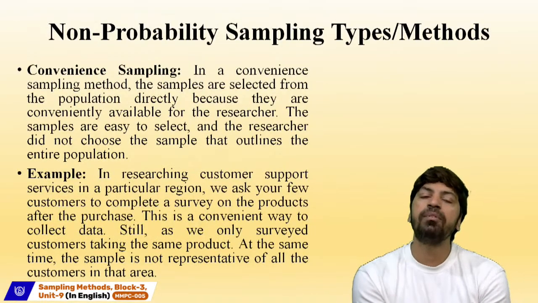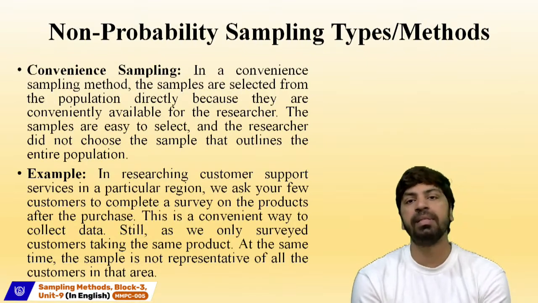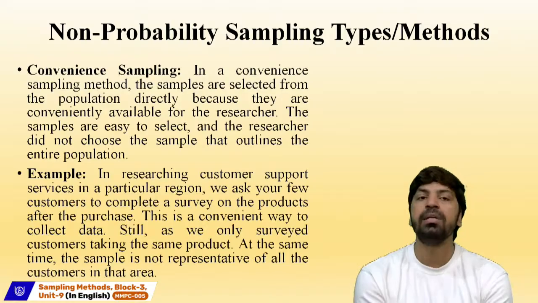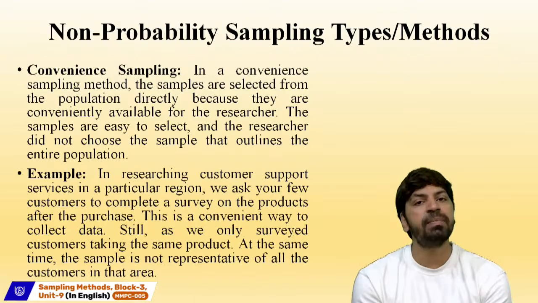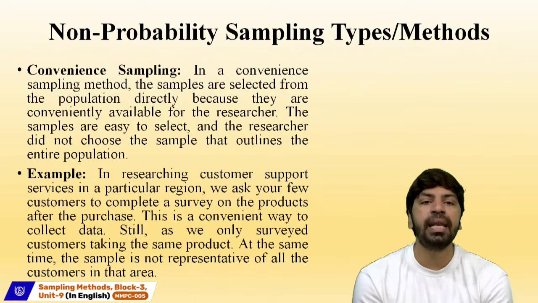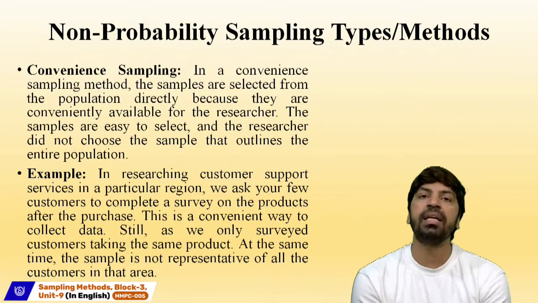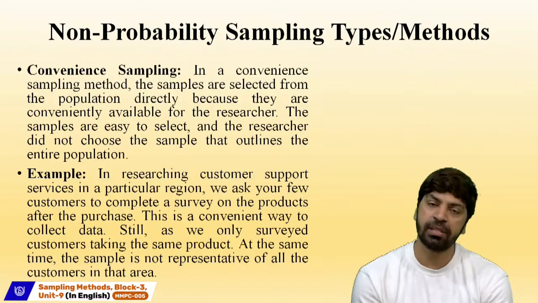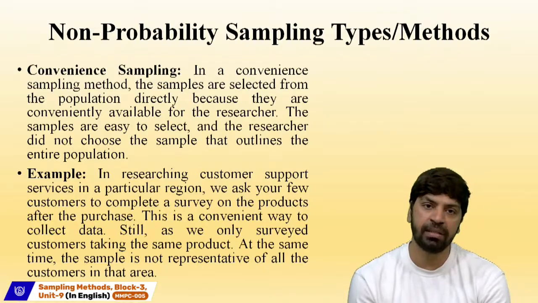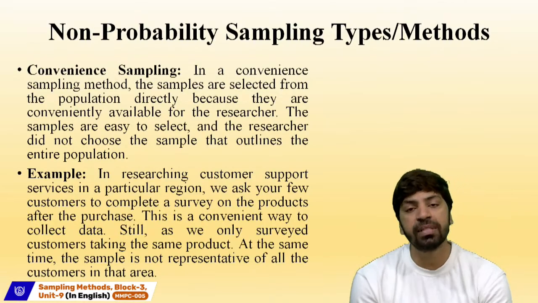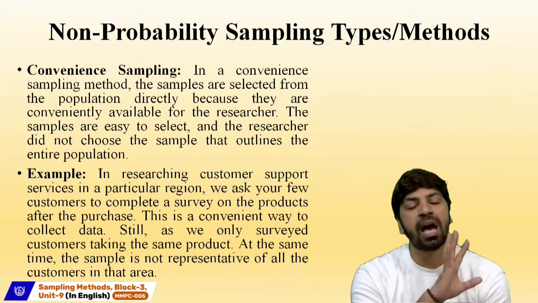Now we come to the next type of sampling, called non-probability sampling methods. The first one is convenience sampling. In this method, the samples are selected from the population directly because they are conveniently available to the researcher. So the researcher collects the data according to convenience. The samples are easy to select, and the researcher does not choose a sample that represents the entire population.